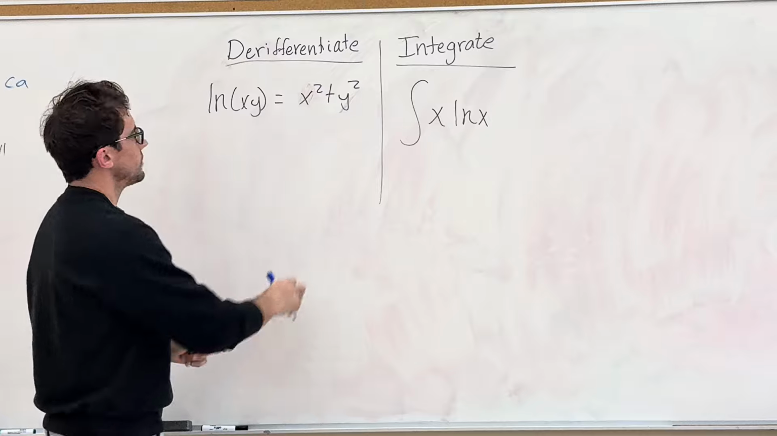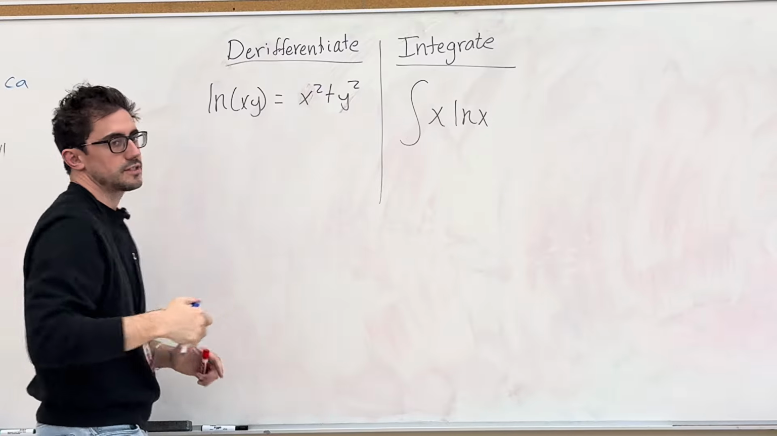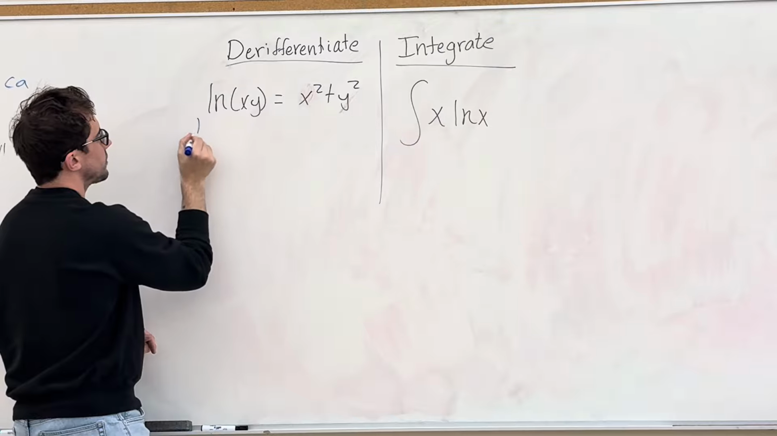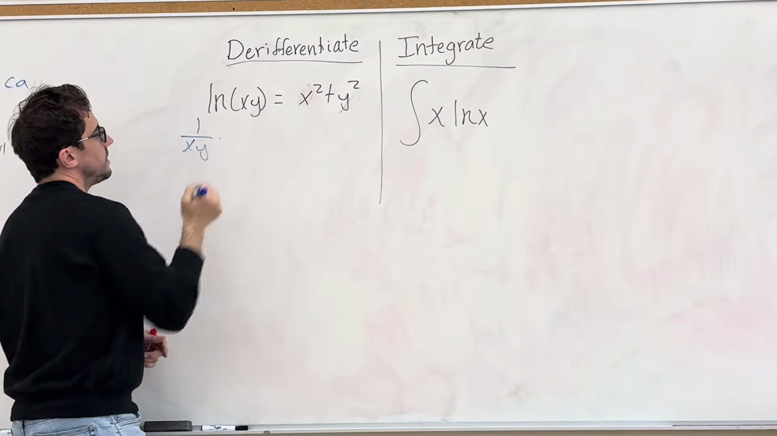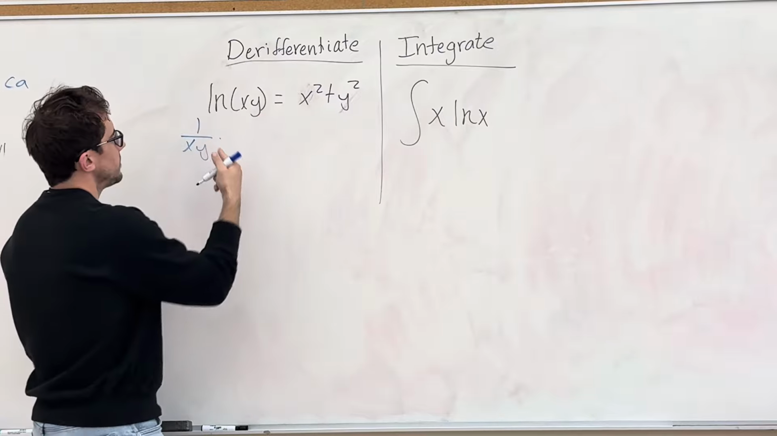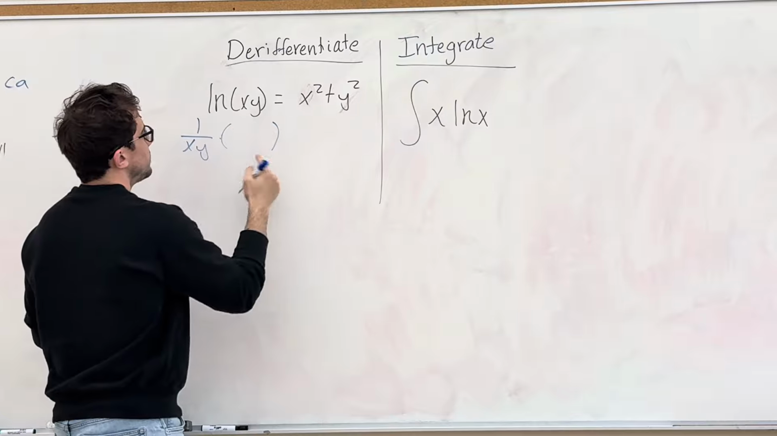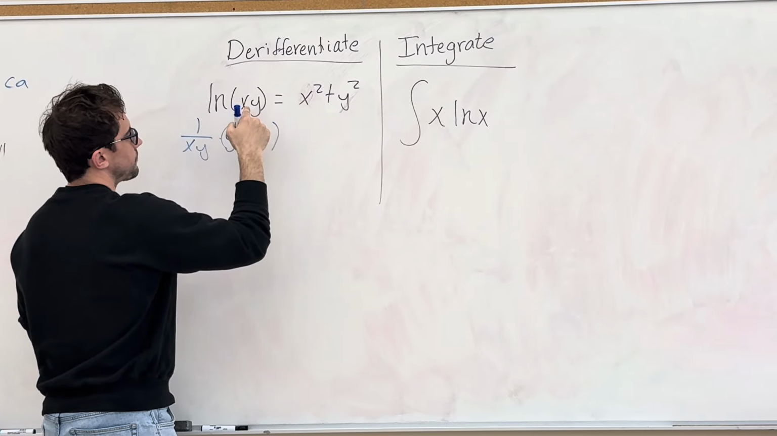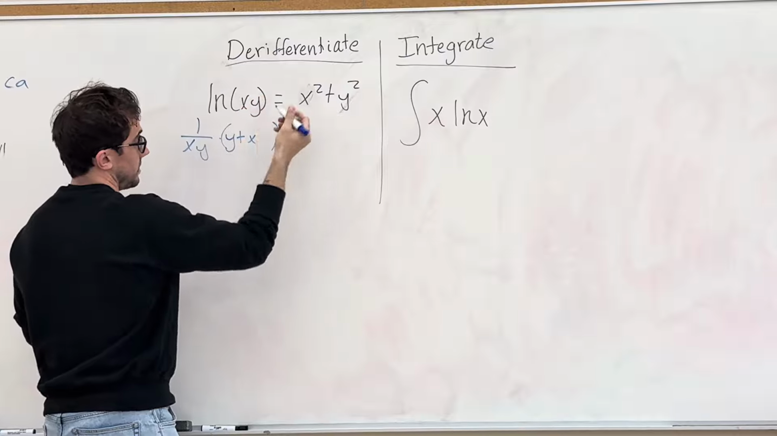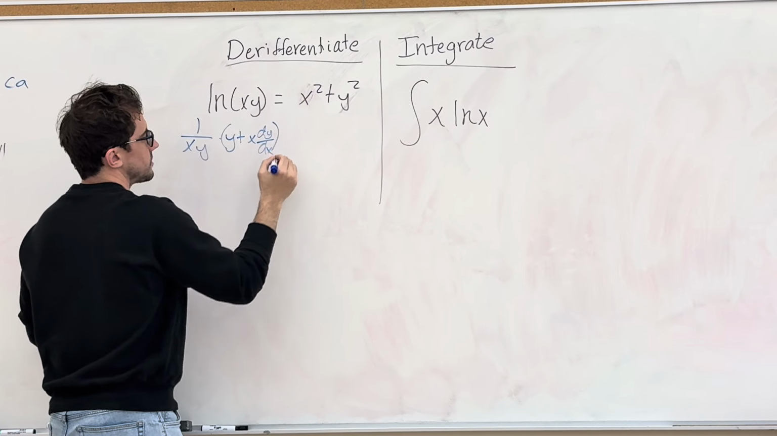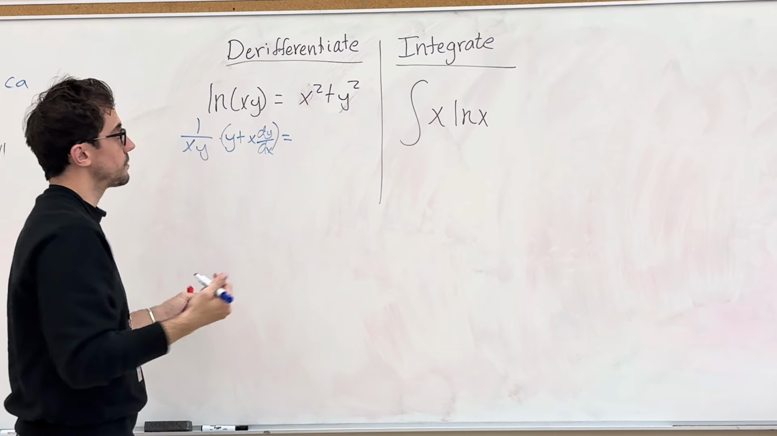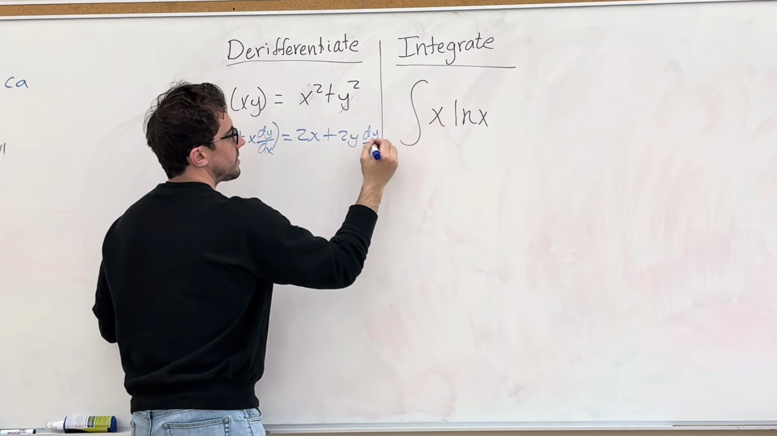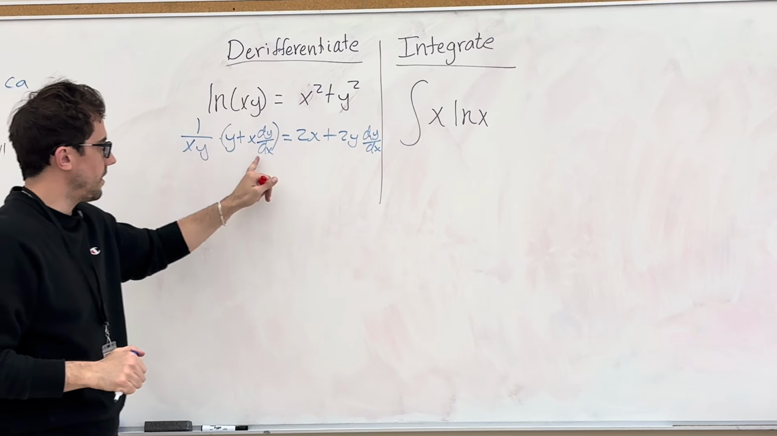For the derivative, we're going to use implicit differentiation, and this is always with respect to x. So on the left-hand side, the derivative of ln is always 1 over, so 1 over xy times the derivative of the stuff inside the brackets. That's the product rule. So that'll be 1 times y plus x times dy/dx, like so. And then on the right-hand side, again differentiating with respect to x always, that's 2x plus 2y times dy/dx, right? And now we're going to have to isolate the dy/dx.